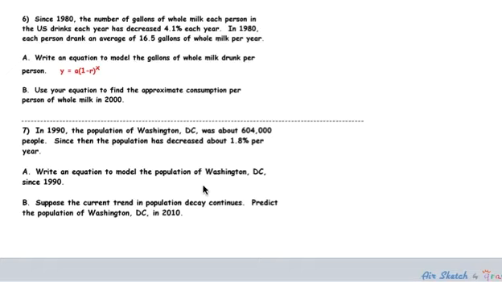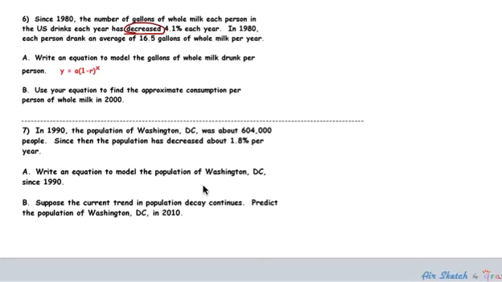Okay. All right. So 4.1%, it decreased. Circle that. That's going to be really important when we go to set up our equation. Okay. In 1980, each person drank an average of 16.5 gallons of whole milk per year.